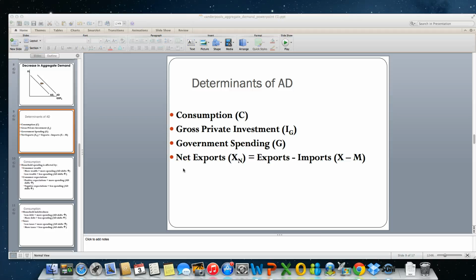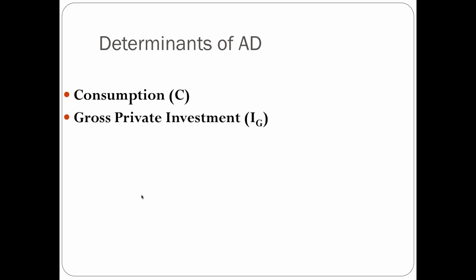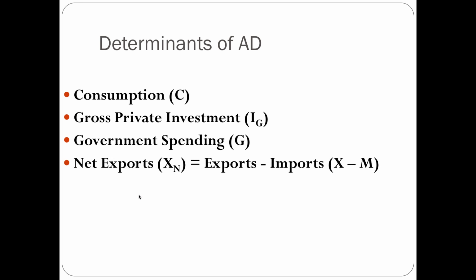All right, so let's take a look at some of the determinants of aggregate demand that are going to actually shift that aggregate demand curve. And there are four of them. And you'll recognize them because they're the same thing as the components of gross domestic product. First one is consumption. Second one is gross private investment, IG. Third one is government spending. And the fourth one is net exports, XN, which is exports minus imports, or X minus M.